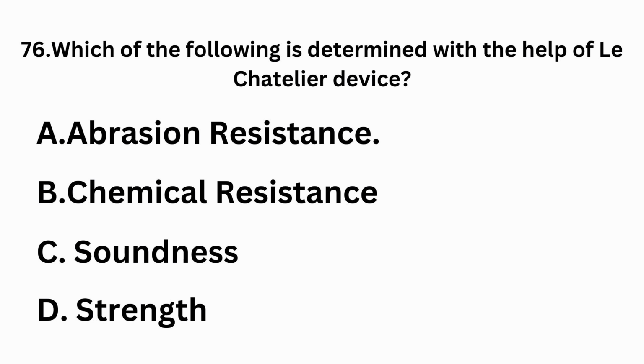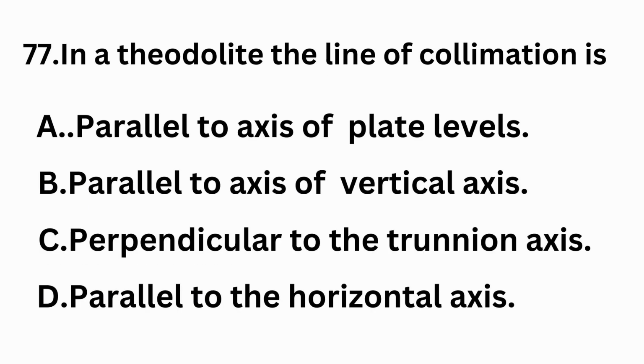76. Which of the following is determined with the help of the Le Chatelier device? A. Abrasion resistance, B. Chemical resistance, C. Soundness, and D. Strength. The soundness of the cement is determined by the Le Chatelier device, and the soundness value should not exceed 10 mm. So the correct answer is C, soundness.